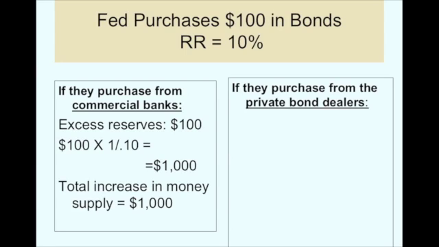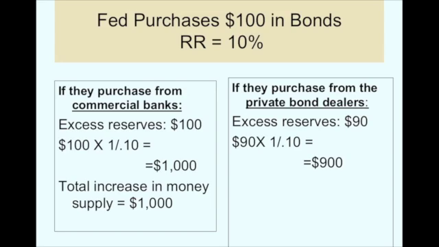If they purchase from a private bond dealer, the excess reserves generated are only $90 because the $100 is deposited into a bank as a deposit. The bank must hold on to 10%, and then the excess reserves from that is only $90. $90 times our money multiplier would equal $900. They gave $100 to the bond dealer when they bought the bonds, so that's $100 the Fed created in society. We need to add that to the multiplier rounds, and we get an increase total in the money supply of 900 plus 100, which is equal to 1,000.